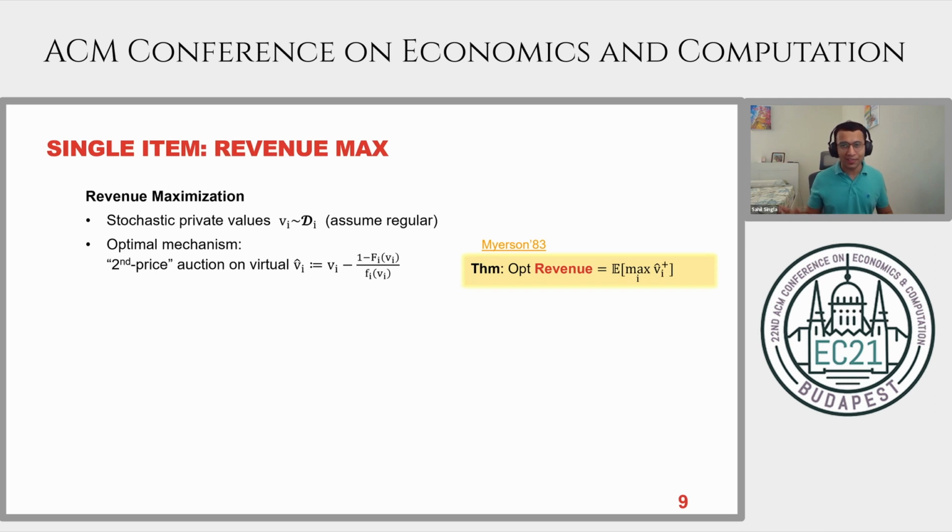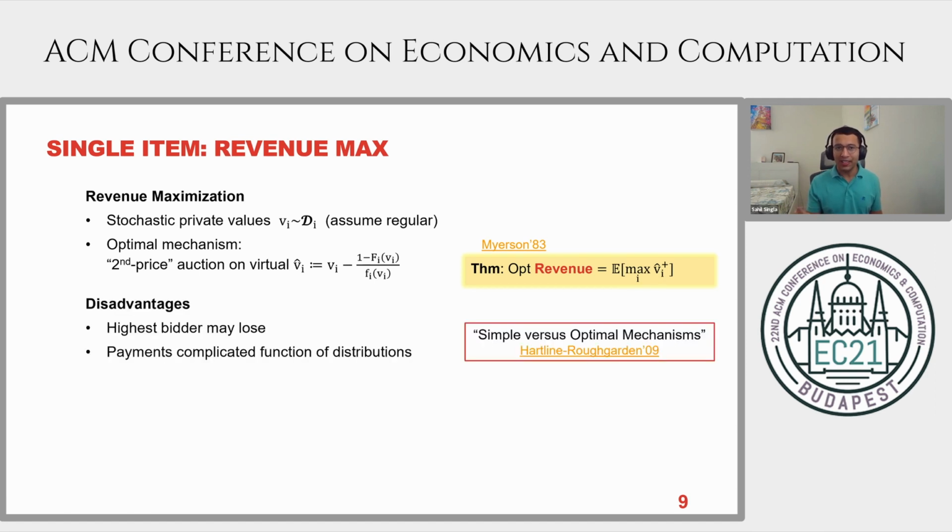Myerson is a Nobel laureate and one of the founders of mechanism design. He also showed that the expected revenue is nothing but the expected max of these virtual valuations. This is where you might already be seeing connections to prophet inequalities, because there too we had expressions of this form: our benchmark is precisely the expected max of random variables. Usually we don't have this transformation, but that's precisely the connection. If you ignore the tilde, it's basically the expected max of some random variables.